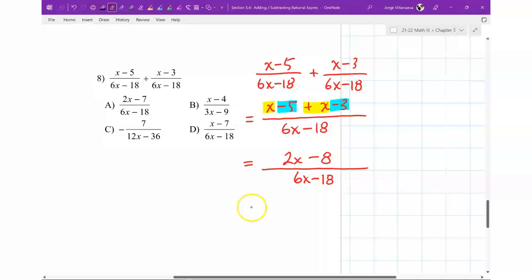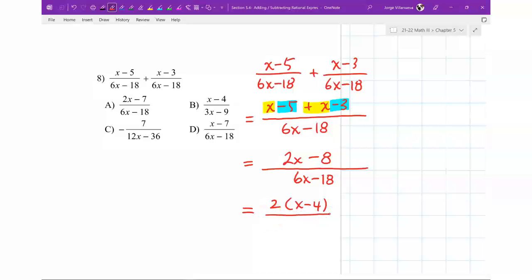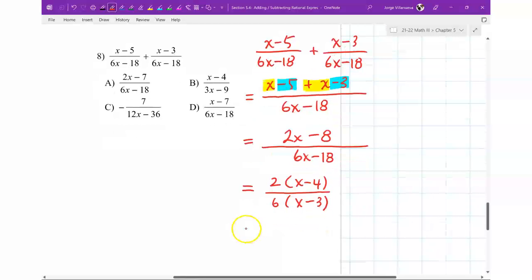So what can I take out from the top? A 2, right? So this will be 2 times x minus 4. What can I take out from the bottom? A 2 as well. Also, what else can I take out? 2 works, but I can take something else out. A 6, right? 6 is bigger, so you want to do that. 6 times x minus 3. So, let's see, what do we end up with? This reduces to 1/3. So this will be x minus 4 over 3 times x minus 3.